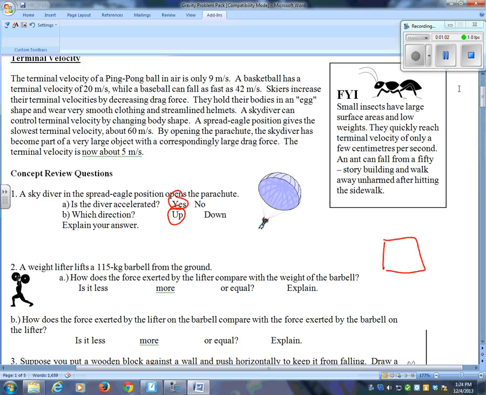So when the person opens the parachute, is there a force up? Does the person slow down? Yeah. The person slows down, the velocity changes. If the velocity is down and they slow down, then clearly there must have been a force up. And if the force is up, the acceleration must be up.